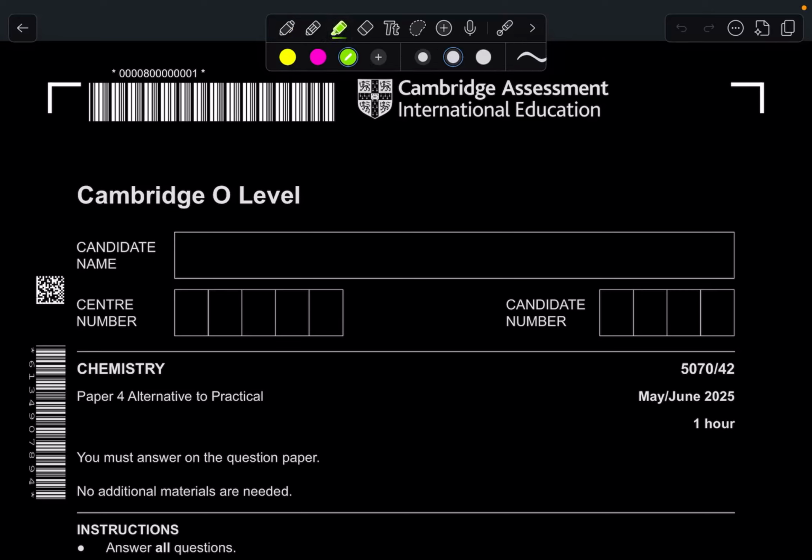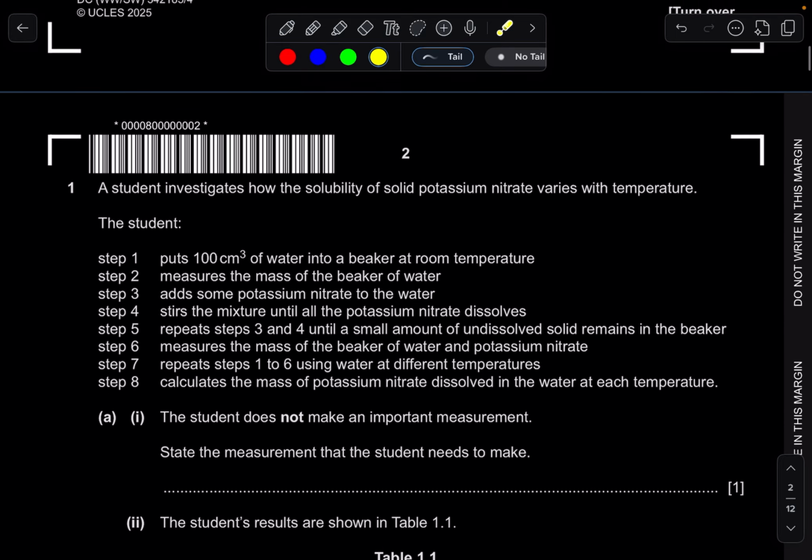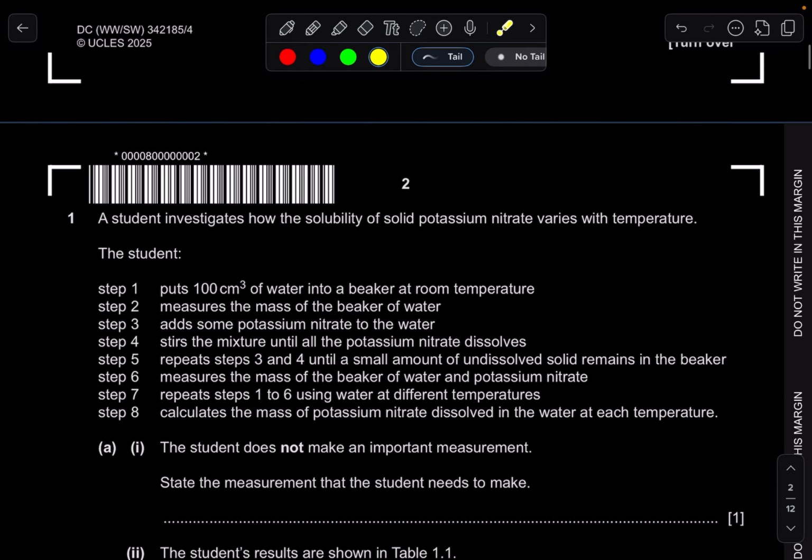So today we are going to be solving Cambridge O-Levels Chemistry Paper 4 Alternative to Practical, May-June 2025, Paper 42. This is going to be a hard paper. Before starting, I'd like to say this is indeed a hard paper. It's not going to be an easy one. So if you find anything difficult or you cannot understand, don't think it has a very low threshold as well, because this paper was not easy.